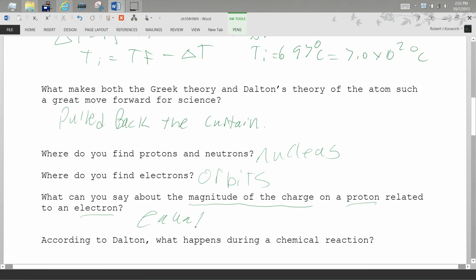I know that because most hydrogens are 1 proton and 1 electron. Are hydrogens charged? They're neutralized because there's one plus and one minus, so they cancel out.